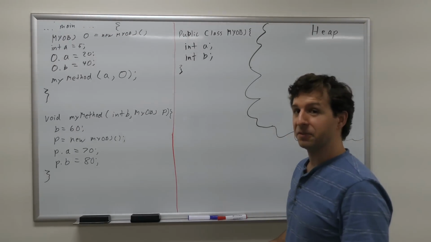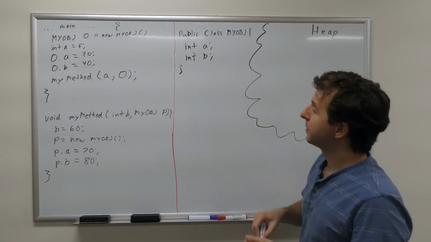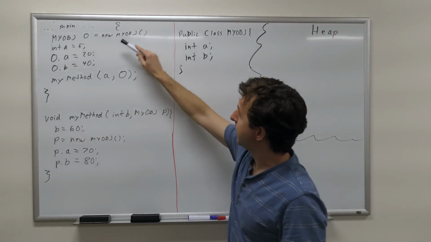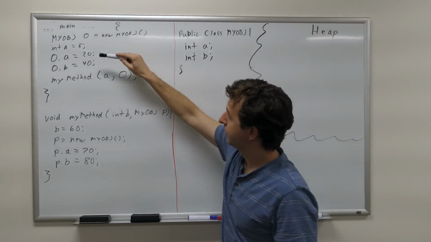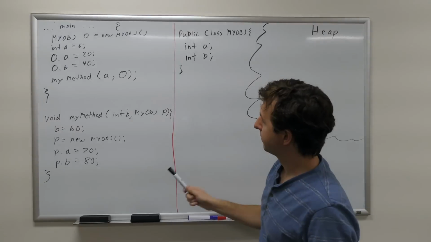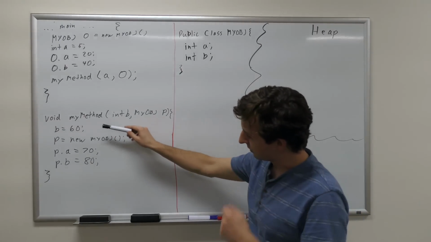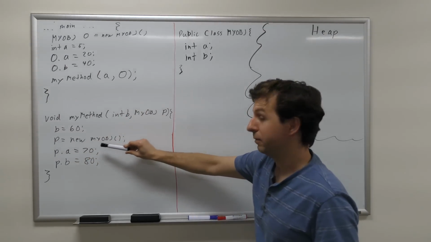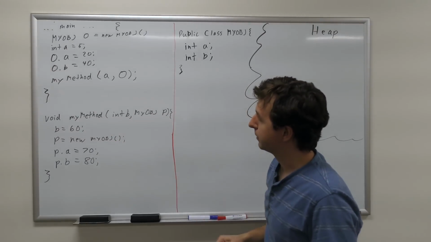Okay, now for the real fun stuff. We're still going to use myObject. Here I have a main method that creates a myObject object and a variable A, and assigns some things in here, and then calls myMethod. My method takes in an int and a myObject, sets that int to 60, sets its myObject equal to a new myObject before setting its parameters.